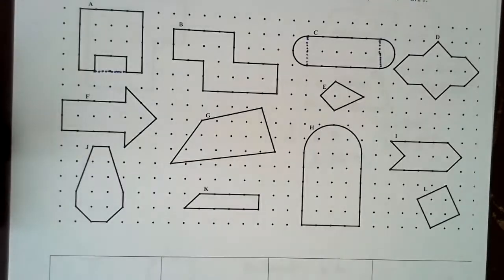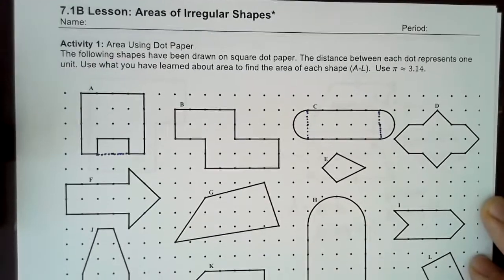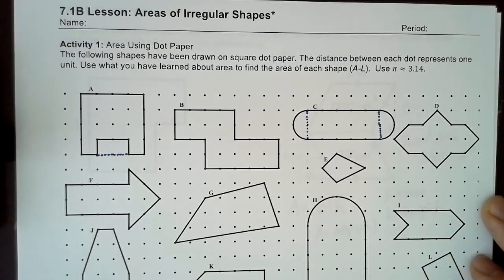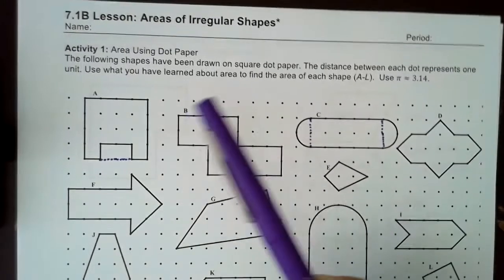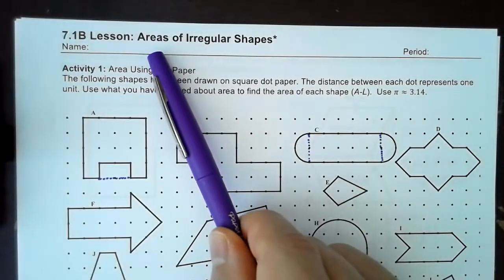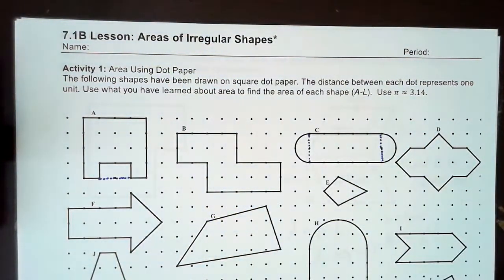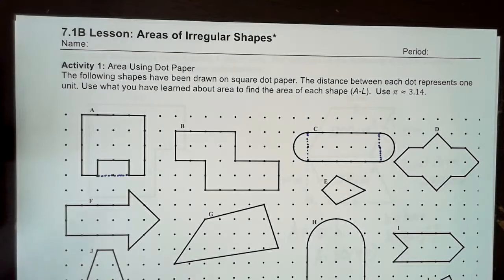Hi class. So today we'll be introducing the Module 7 lesson of 7.1b. It is on finding the area of irregular shapes. And what we're doing is basically calculating shapes that really are a combination of multiple shapes.